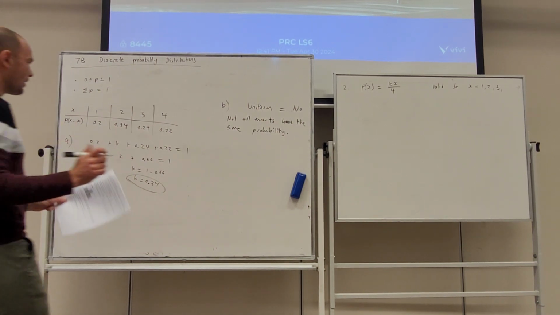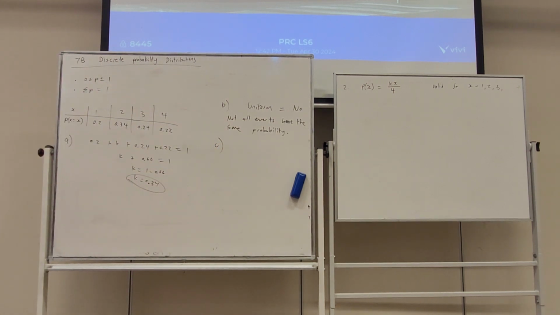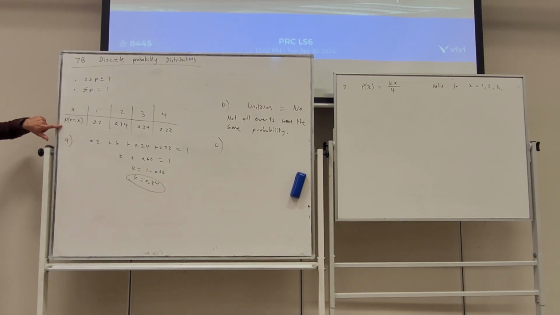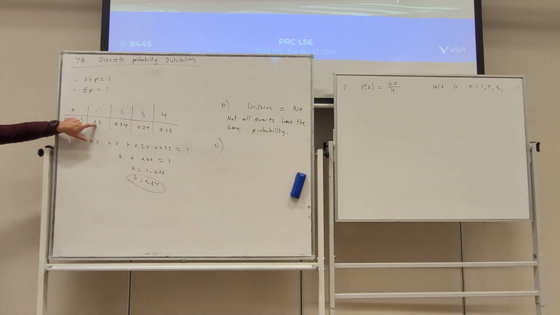Part C. Find the probability of the events, the value of x. Let's just talk about what this language is. X is the event, and this is the probability that when we perform a sample, when we perform the test, it takes on that event. That's what that language means. It's just the probability of that event occurring.